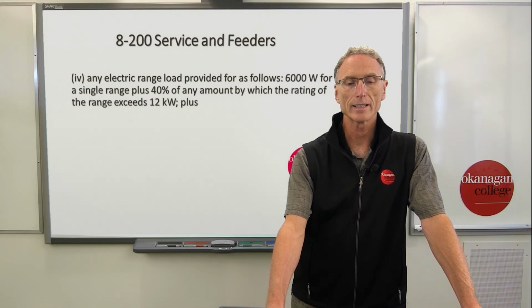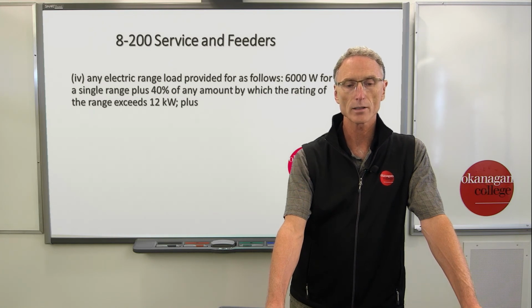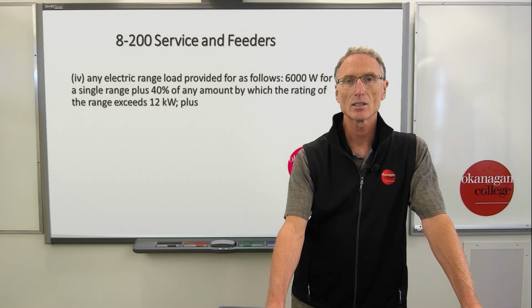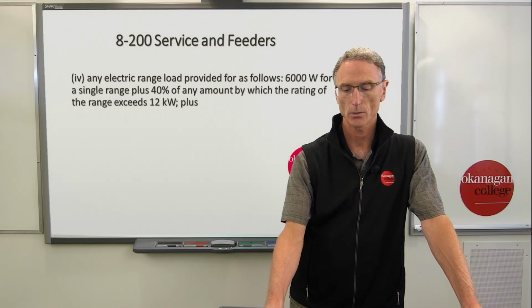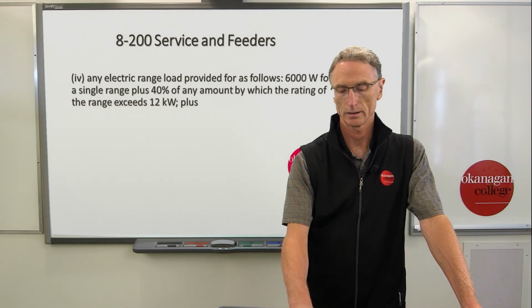Subrule 4 tells us that any electric range provided for as follows: 6,000 watts for the single range plus 40% of any amount by which that range exceeds 12 kilowatts. And like I say, we're going to come back through and apply these rules to our actual numbers that we have for our dwelling.